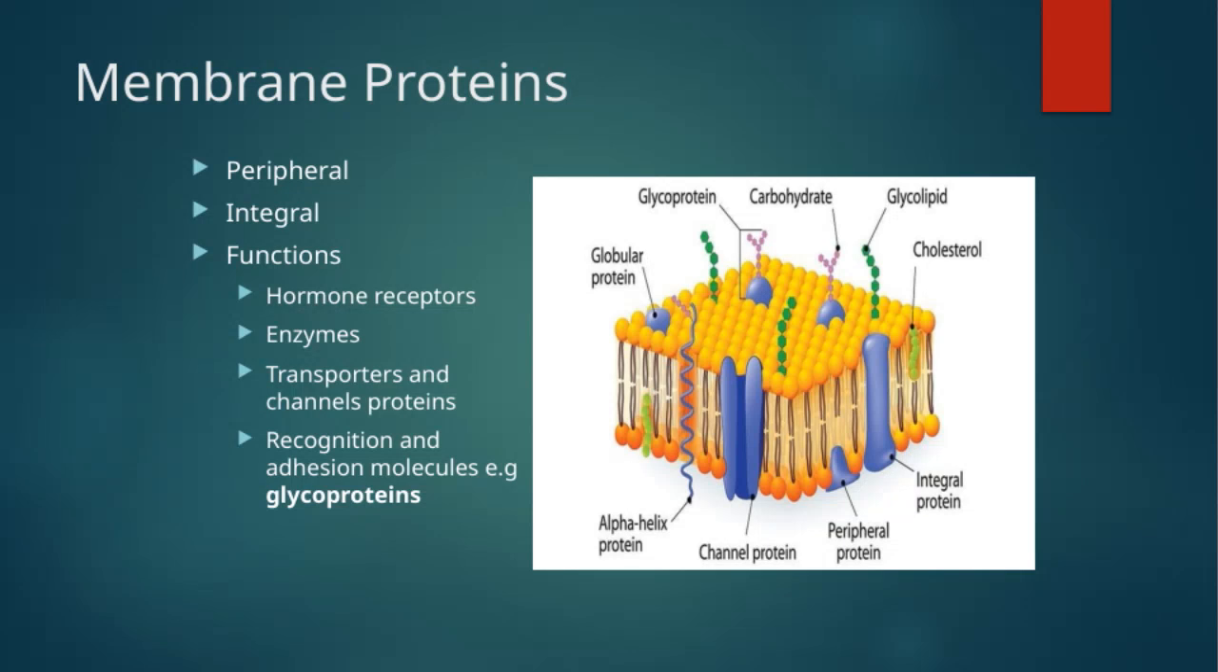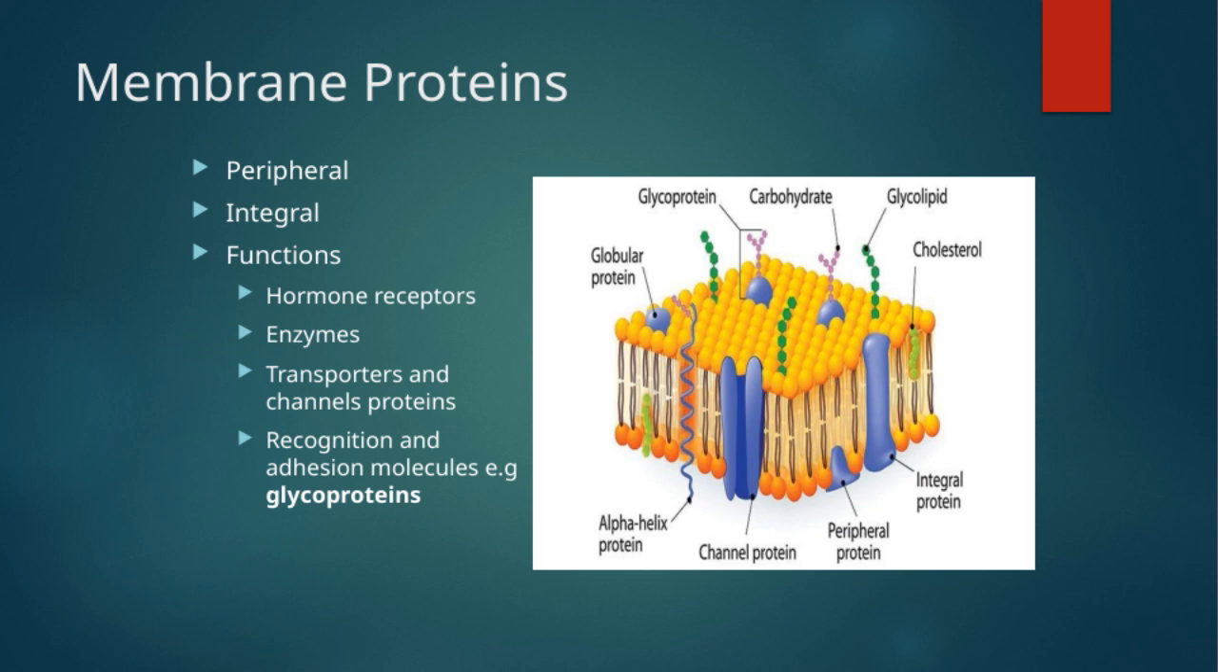Let's take a closer look at the peripheral membrane proteins. These are the proteins that are attached to the membrane but not embedded within the lipid bilayer itself. They play crucial roles in various cellular functions. For example, they include hormone receptors, which are essential for cell signaling and communication. Enzymes are another key type, facilitating chemical reactions right at the membrane surface. Transporters and channel proteins are vital for moving substances across the membrane, maintaining the cell's internal environment.